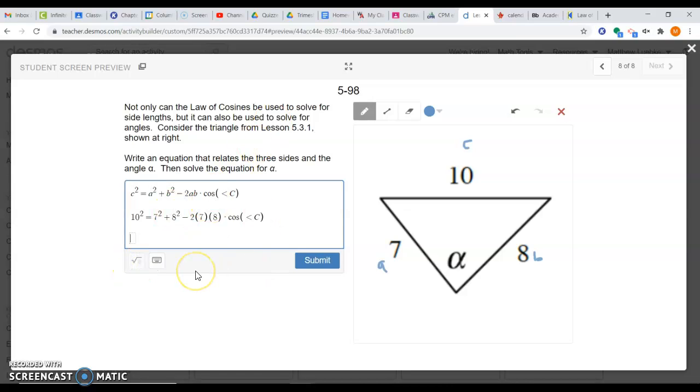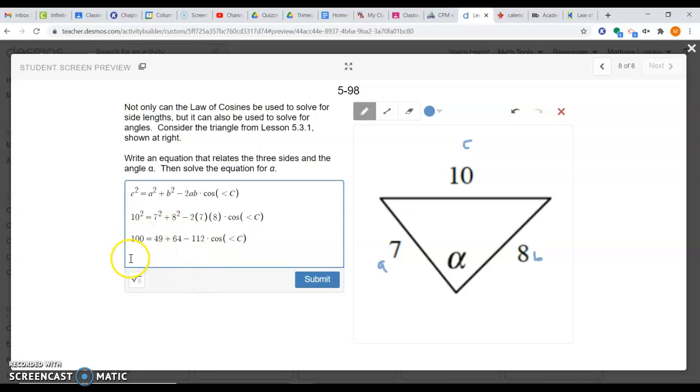So first I'm going to do all the squarings here. 10 squared is 100, 7 squared is 49, 8 squared is 64. Negative 2 times 7 is negative 14, and negative 14 times 8 is going to give me negative 112, again times the cosine of angle C. Let's still try to work to get cosine by itself. So I'm going to subtract over 49. I'm going to subtract over 64. And so I got 100 minus 49 minus 64, and I have negative 13 over here.